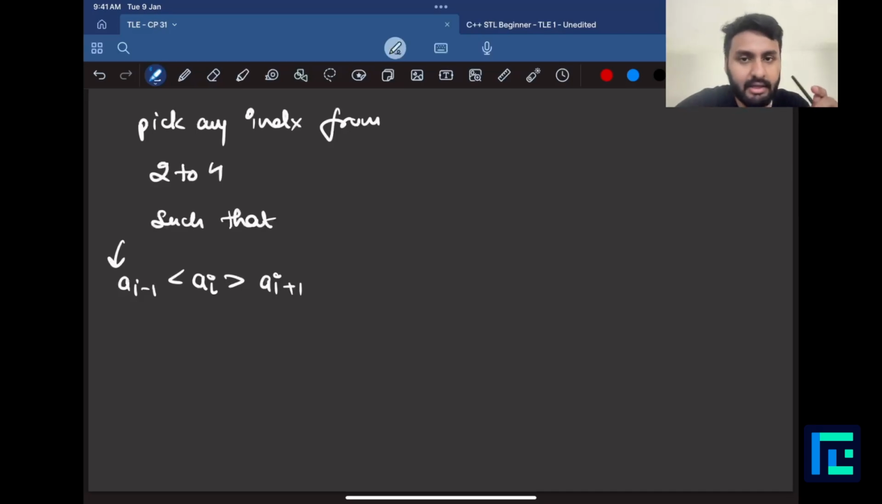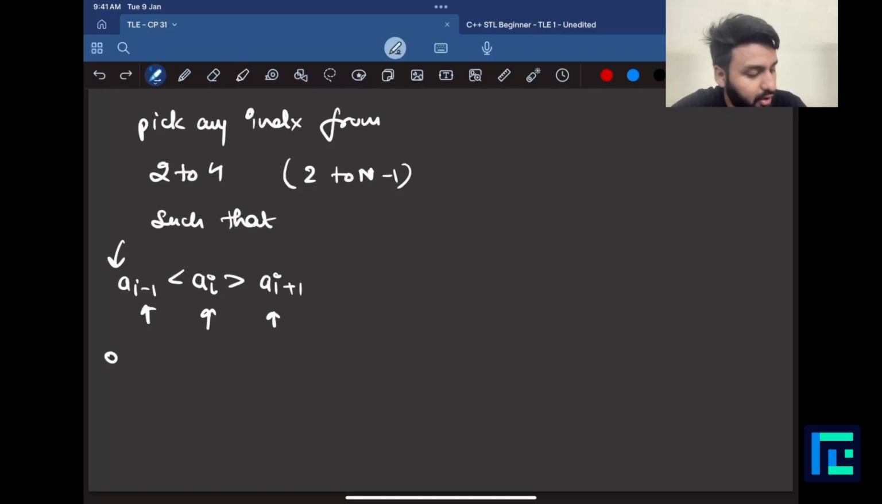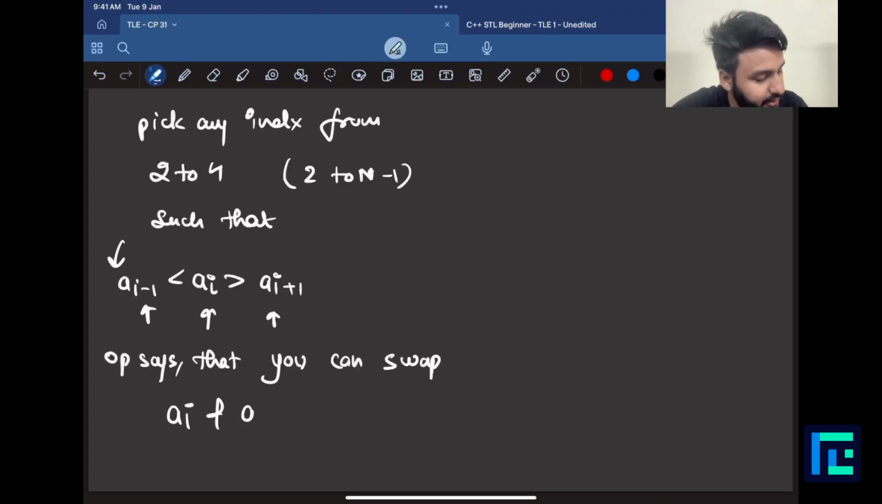So if you select some ith element, considering that that I index is from 2 to 4, or basically in a generalized way it's 2 to n minus 1, then this index should satisfy the condition that the number kept at that index, that's a of I, should be greater than the number kept at the previous index and should be also greater than the number kept at the next index. If you are able to select such an index, then the operation says that you can swap a of I and a of I plus 1.